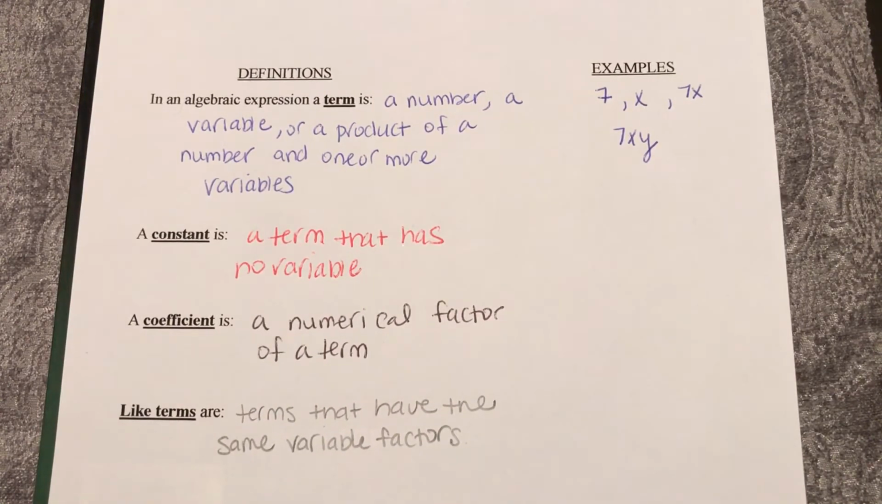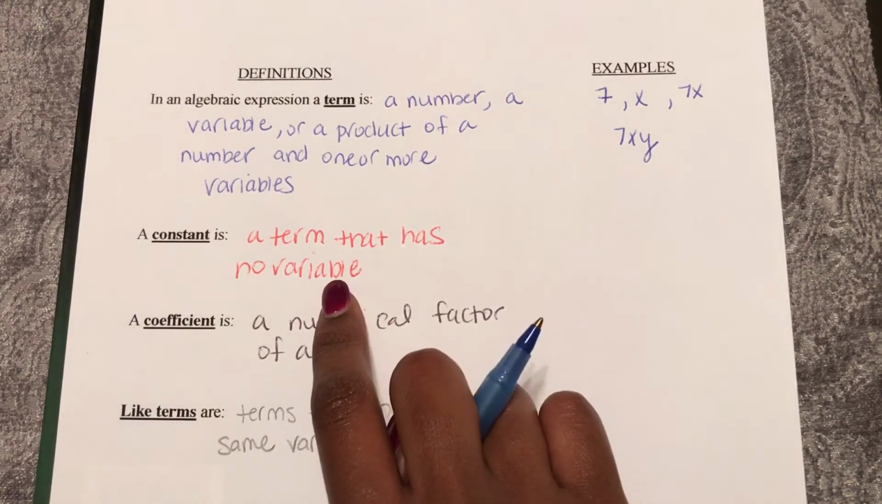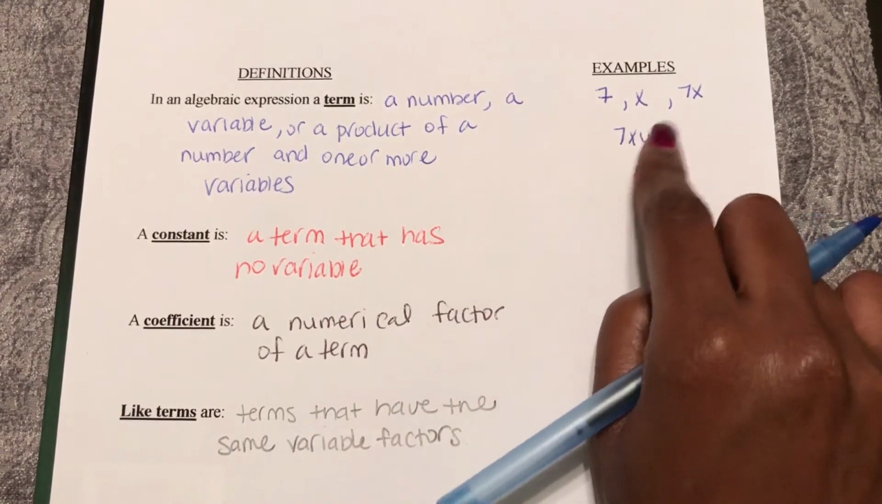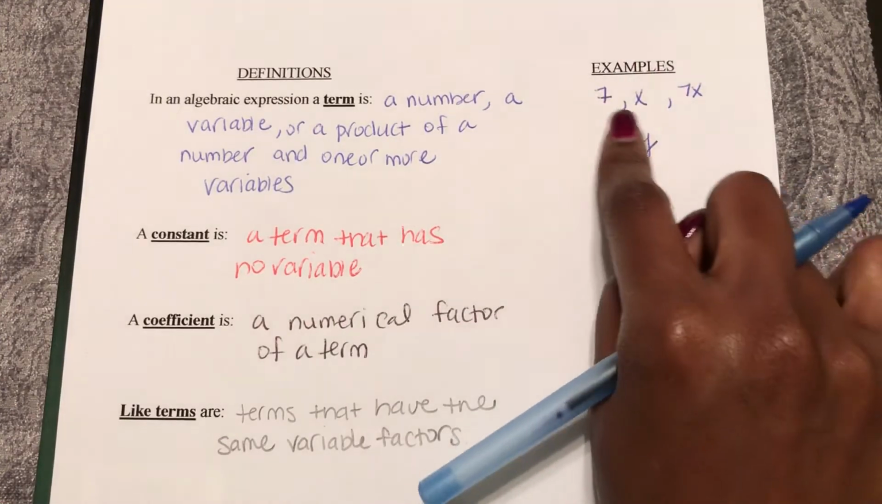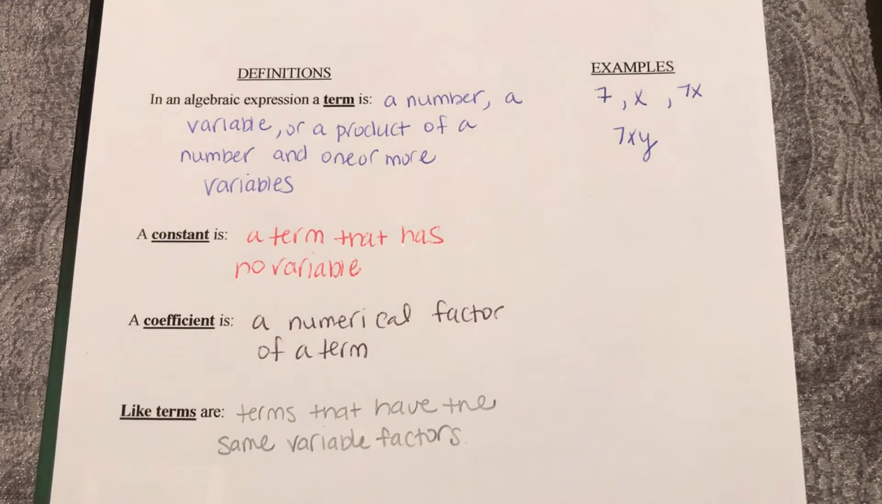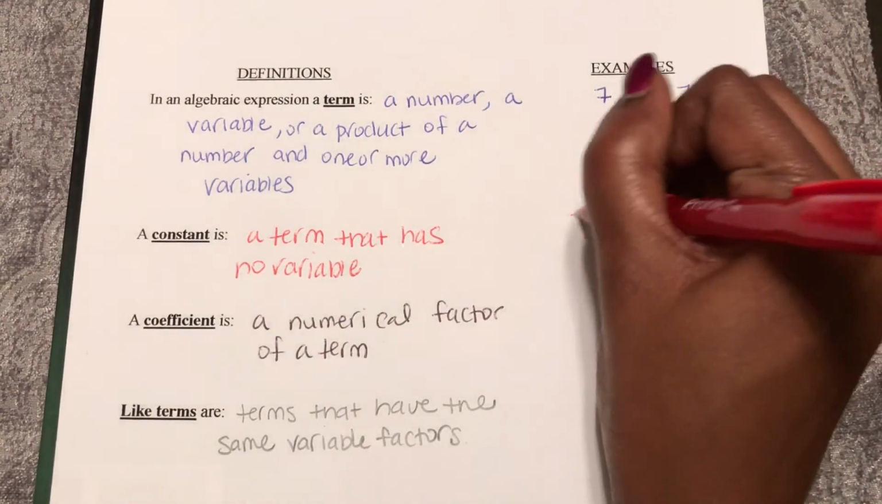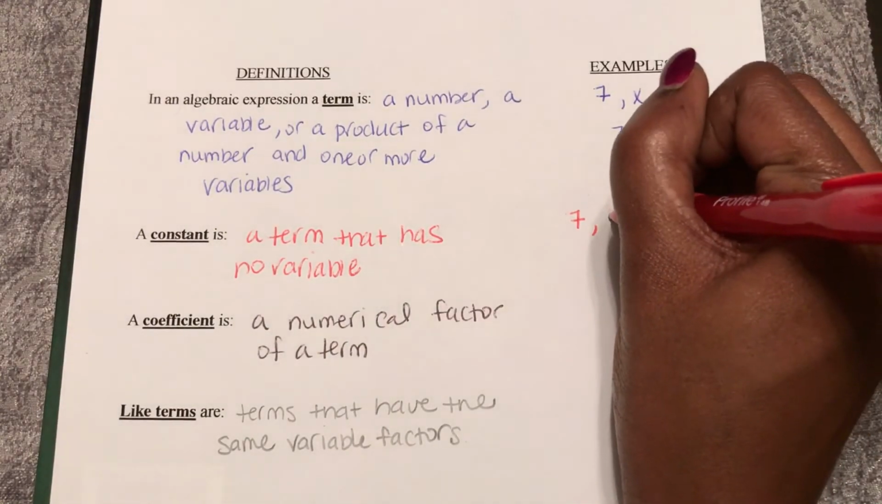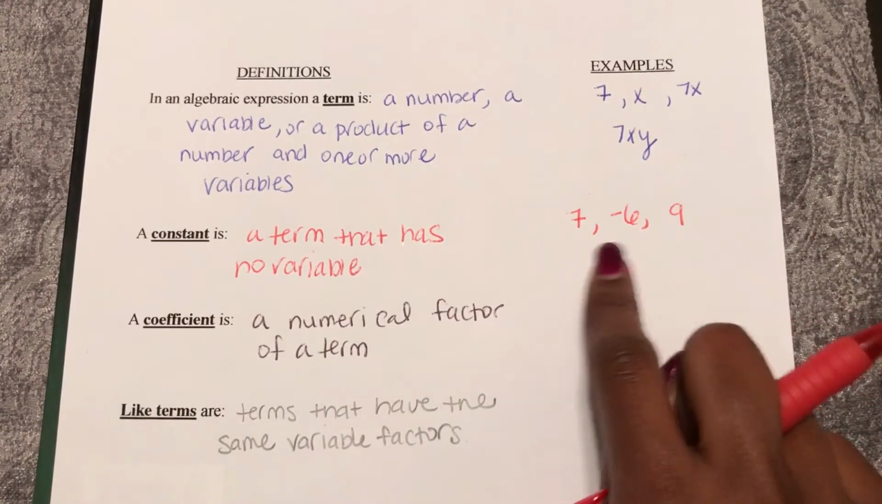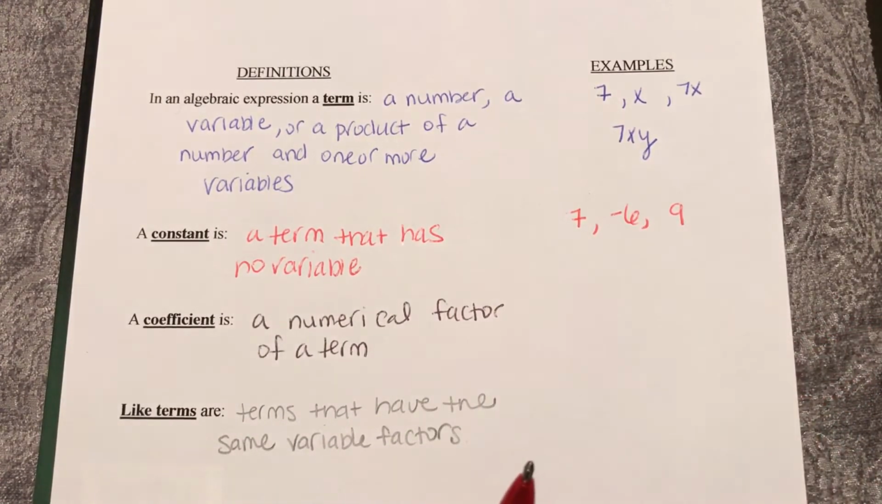A constant is a term that has no variables. So remember, a variable is just a letter in the alphabet. A term with no letter, no variable, the only one up here that fits that bill would be 7. So 7 is a constant. Another one would be -6 or 9. Try to see if you can come up with a few more constants.